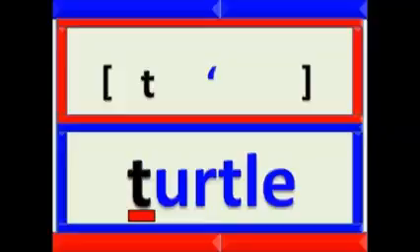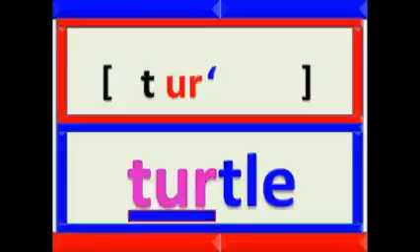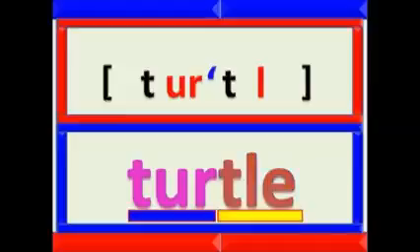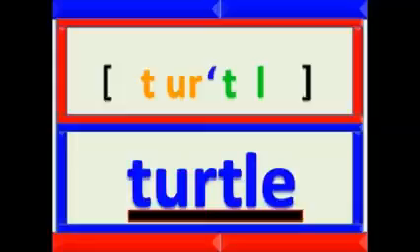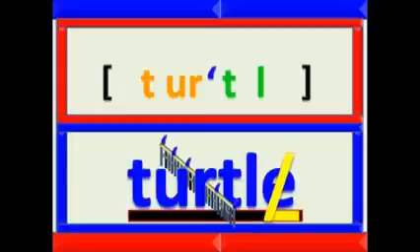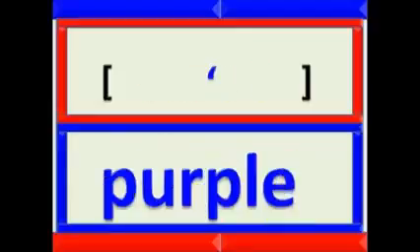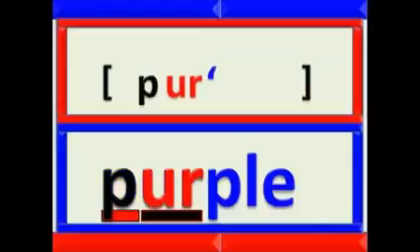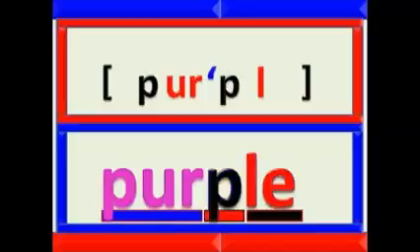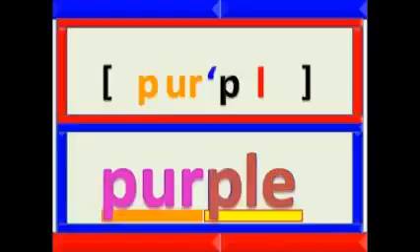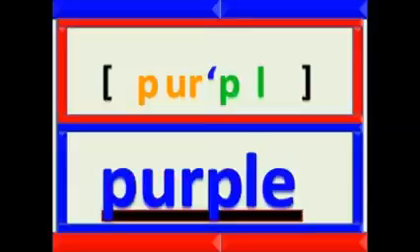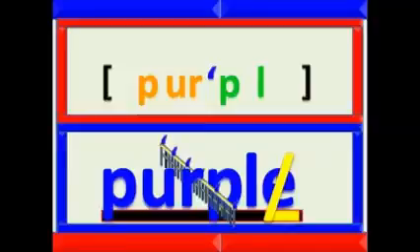Turtle. Tur. All. Tall. Tur. Call. Turtle. R and the T. Silent E. Good. Purple. P. Per. All. Paul. Per. Paul. Purple. See how easy that is to spell these words, man? Easy. Per on one side. Paul on the other side.